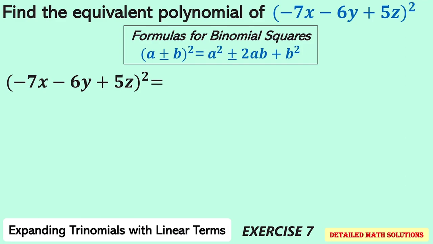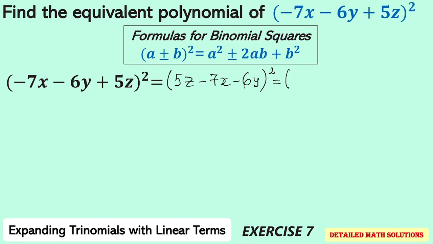To solve the first exercise, I'm going to use the formulas for binomial squares. A plus minus b in parentheses squared equals a squared plus minus 2ab plus b squared. In order for me to use the formulas, I need to write the trinomial negative 7x minus 6y plus 5z in parentheses squared in a little bit different way. So I can write the trinomial as 5z minus 7x minus 6y in parentheses squared.